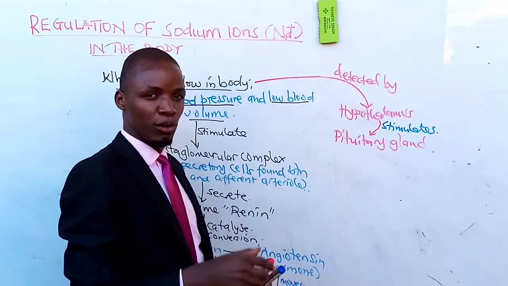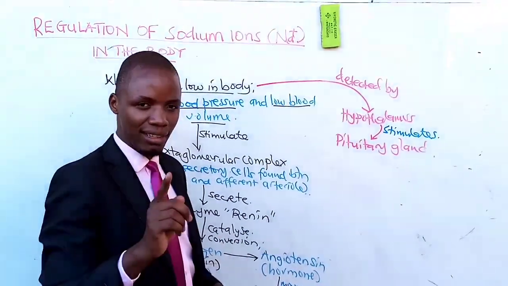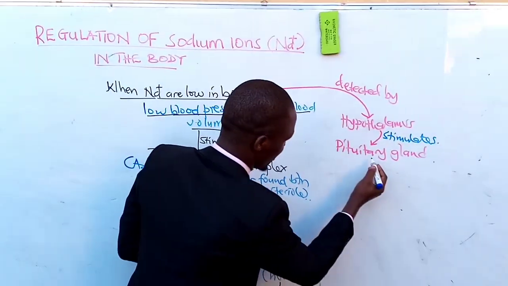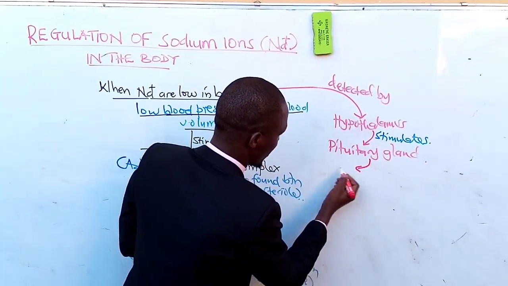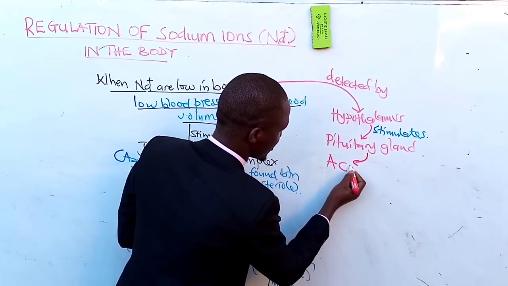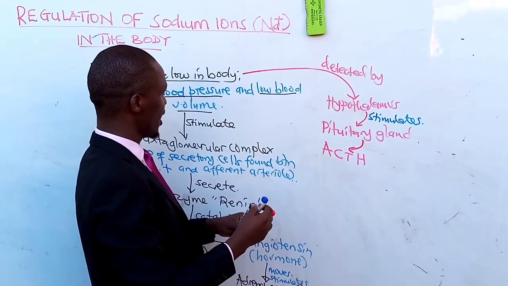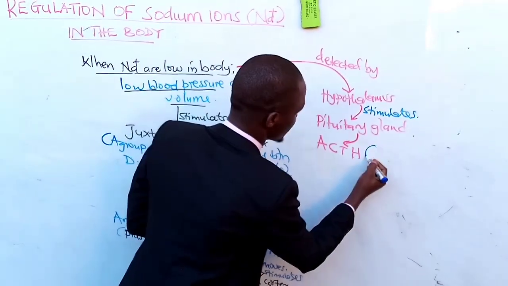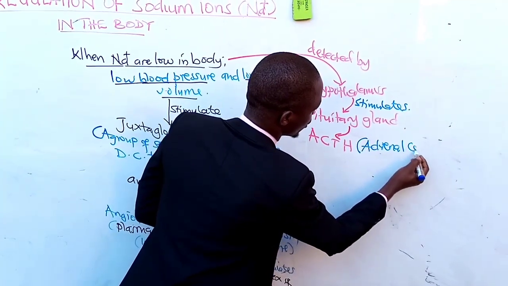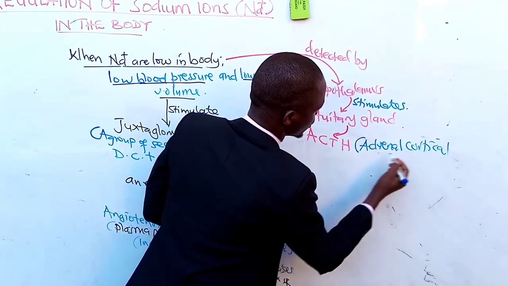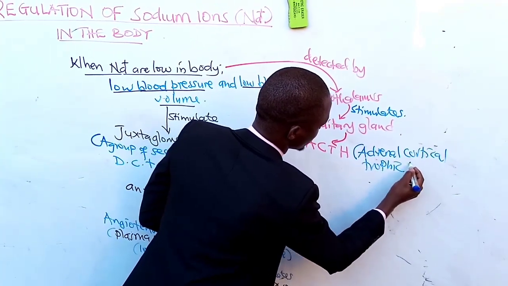So what is that hormone which is produced by the pituitary gland after it has been stimulated? That hormone is none other than, check here very well, ACTH. What is ACTH? ACTH in full is the adrenocorticotropic hormone.